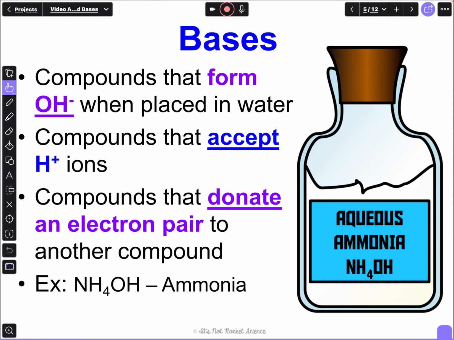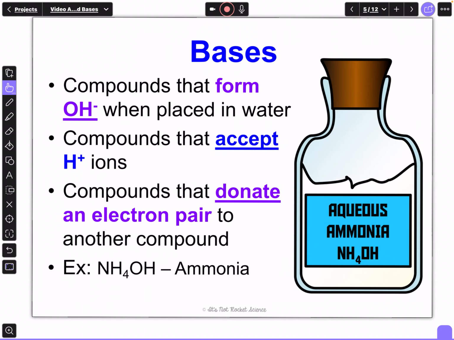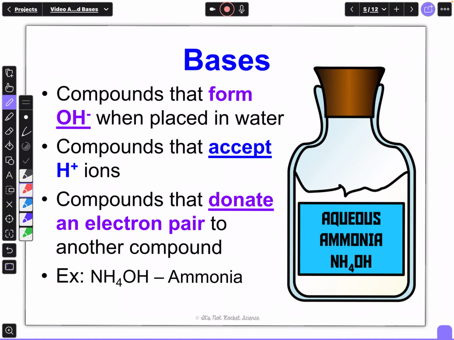Now bases are the opposite of acids. They are compounds that form OH ions when placed in water. OH is the hydroxide ion, and you need to know that. You might remember that from when we used to name compounds, so write that in there somewhere. Those are hydroxide ions. Bases are compounds that accept hydrogen ions. They are compounds that donate an electron pair to another compound.